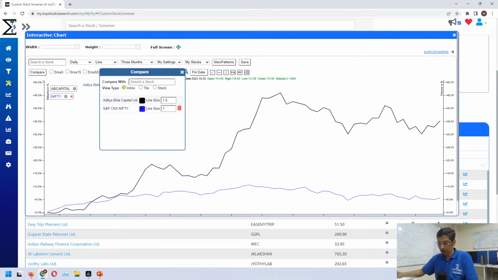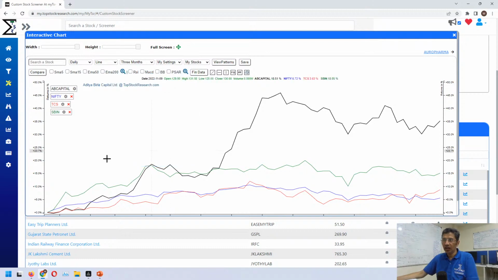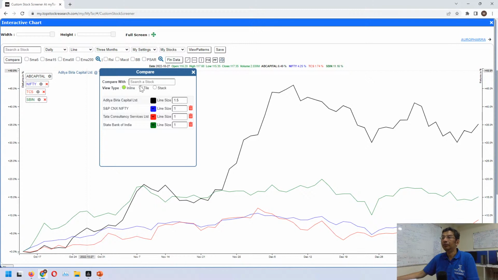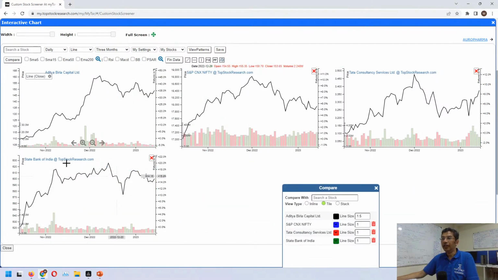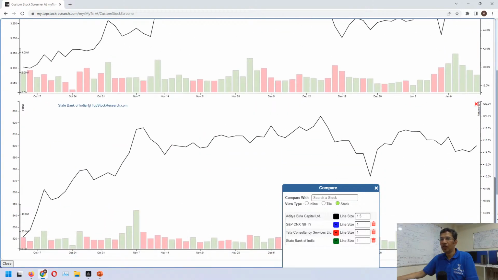Also, let's add TCS and a banking stock. So what you can do is, multiple stocks in one chart. This is one way of looking at it, purely in terms of returns. Also, you can tile them to see multiple different stocks next to each other, or you can stack them. If this is too small a screen for you, you can stack one below another to give you a comparative idea.